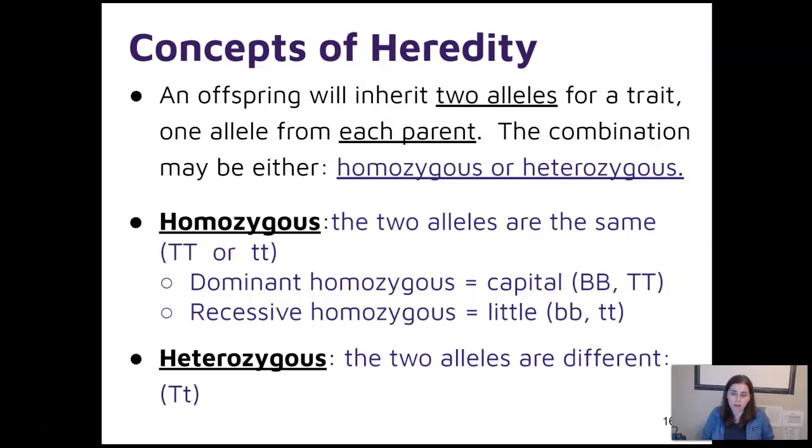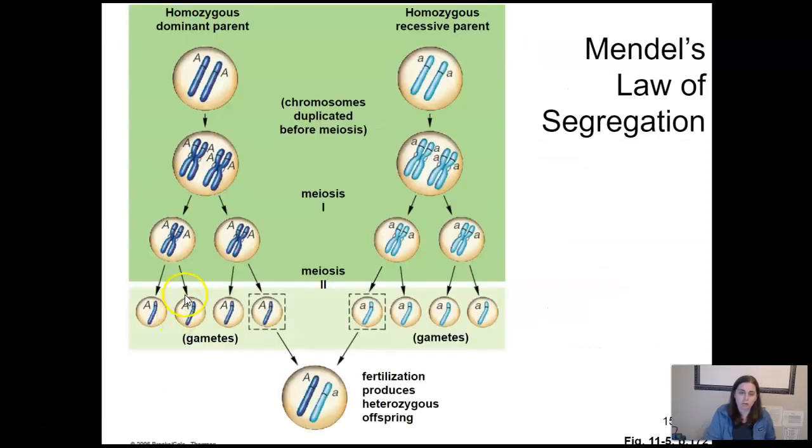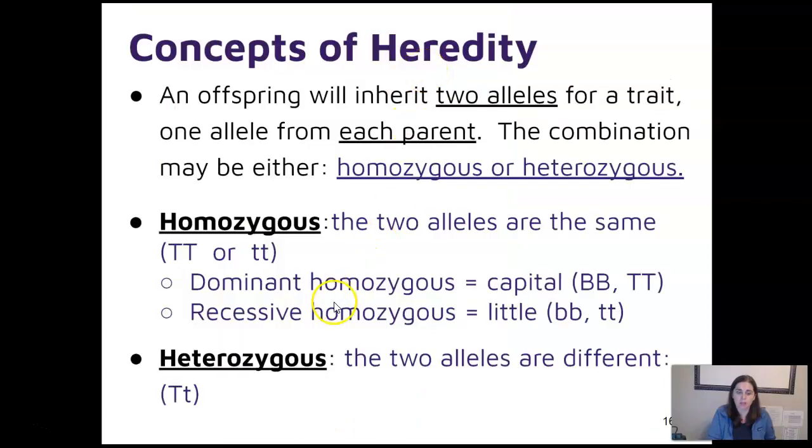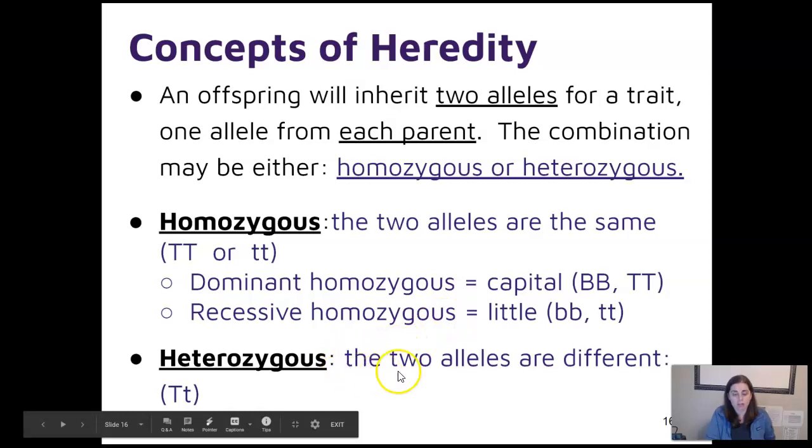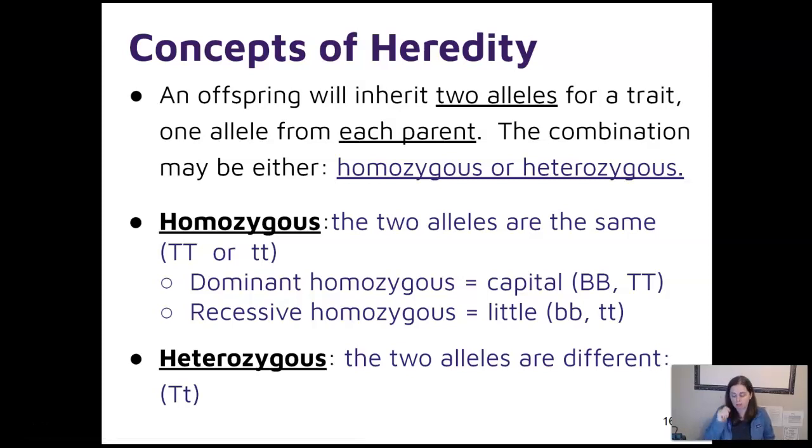So 2 capital letters means you have a homozygous dominant, and the examples here are big B and big T. A homozygous recessive will have 2 little letters. If you remember on our slide before, we had homozygous dominant, 2 big letters, and homozygous recessive, 2 little letters. Okay? All right. Then, heterozygous is when you have 2 different alleles, 1 capital and 1 lowercase. So we have big T, little t. Big B, little b would also be another example of that. Okay?